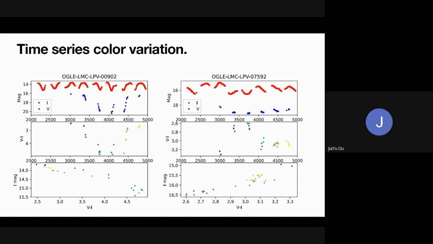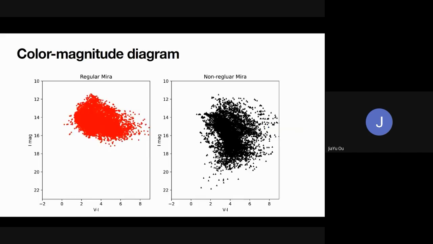It's a very different way compared with the regular Mira, and this phenomenon is only present in young stellar populations. This effect is called the blue effect. Yeah, next.